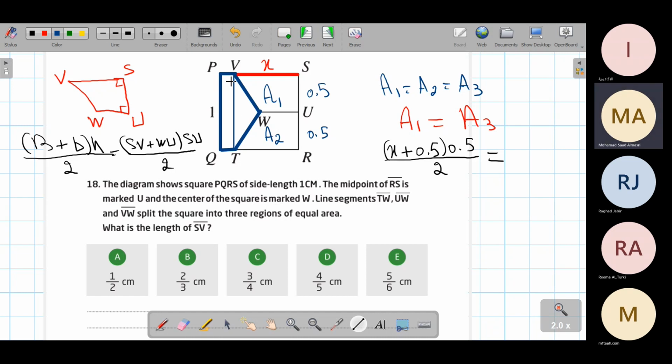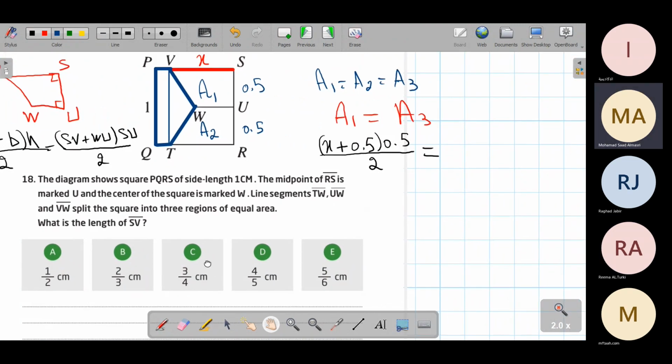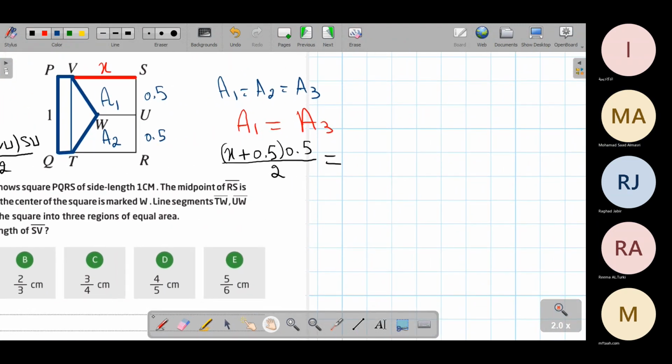If I want to find the area of PVTQ, PVTQ is a rectangle. The area of the rectangle is equal to PV times PQ. PQ is equal to 1. PV, this side, the length of this side is equal to 1 centimeter.